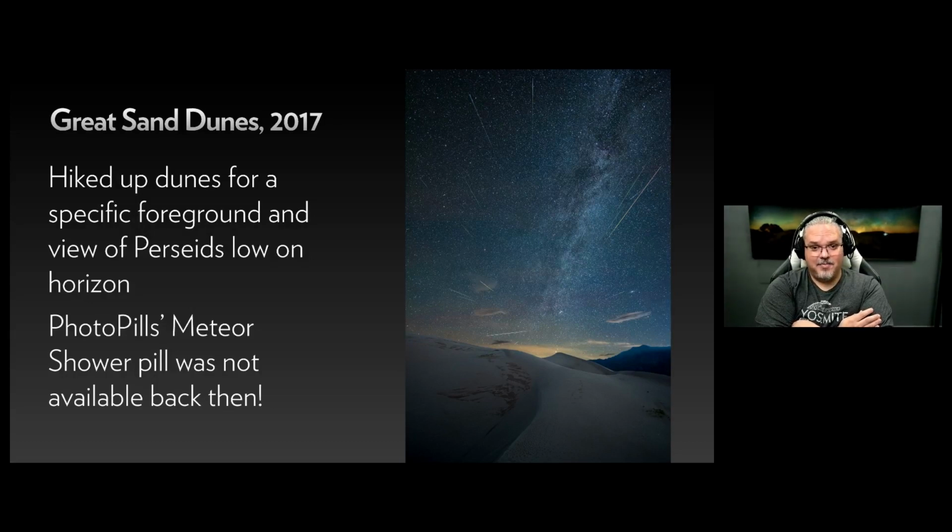We hiked up the dunes, which are 800 feet tall at 8,000 feet, and it was a trek. So you get up above the dunes enough to see the Sangre de Cristo Mountains behind it. And Perseus was near the horizon because the mountains were so tall. It was very close to the horizon. And that's why that meteor shower radiant looks like it's coming from right in here, right?